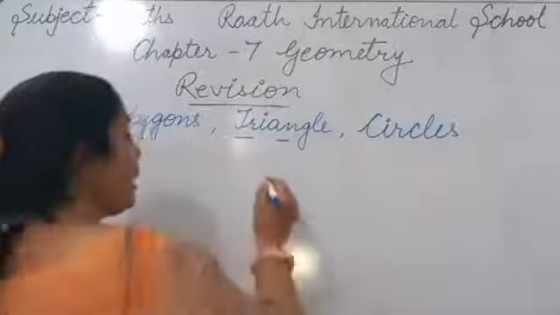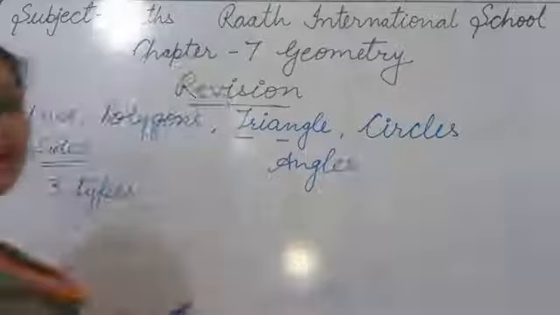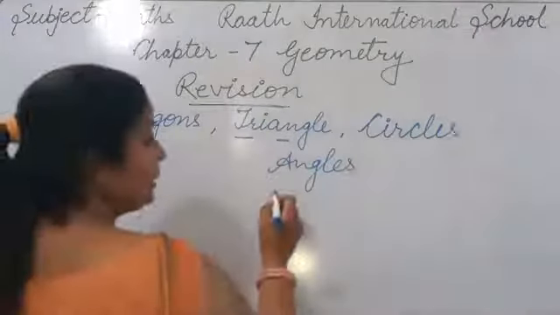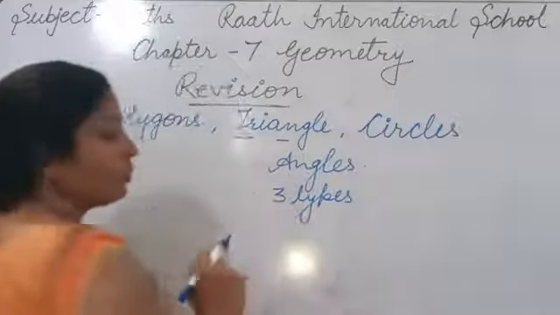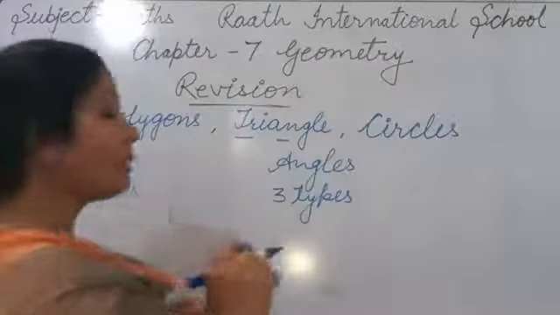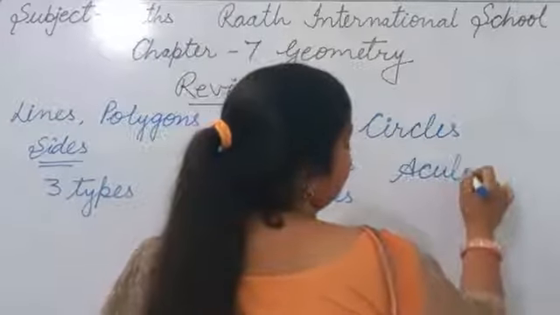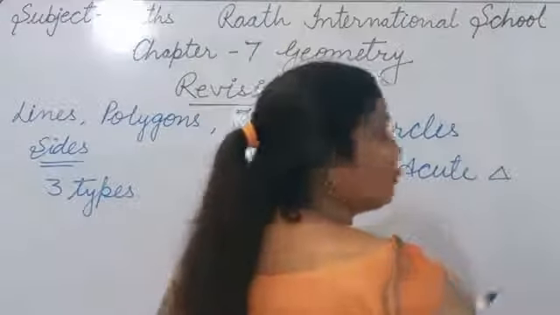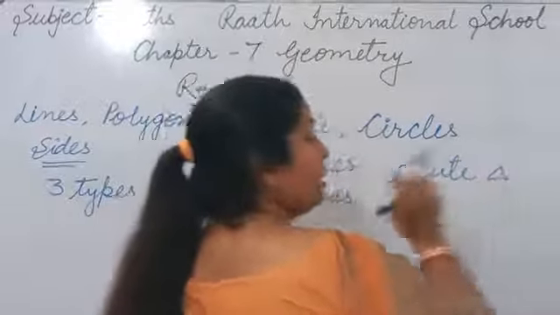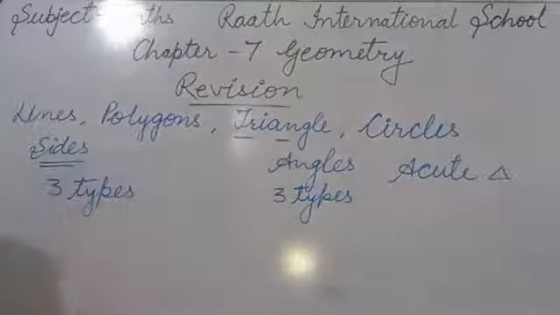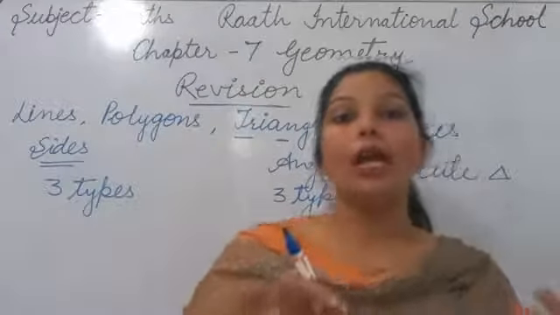Now according to the angles, we also have three types. First of all, you have the acute triangle. We can use the triangle symbol also. In an acute triangle, all angles are acute; all the angles remain acute.